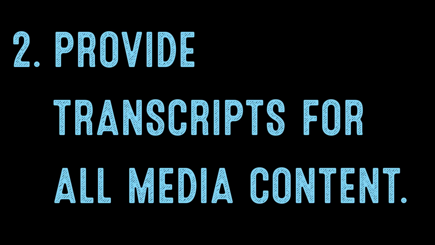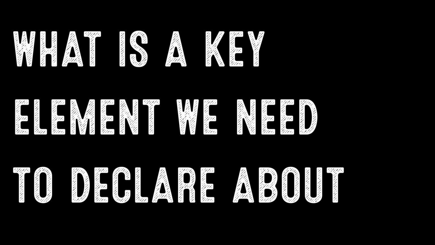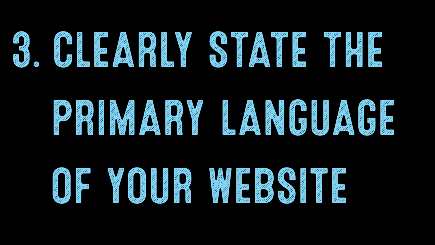How do we make audio and video accessible? 2. Provide transcripts for all media content. What is a key element we need to declare about our text for accessibility? 3. Clearly state the primary language of your website and identify instances where other languages are being used on your website.